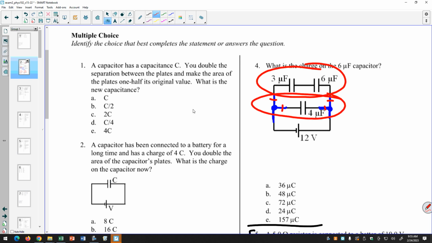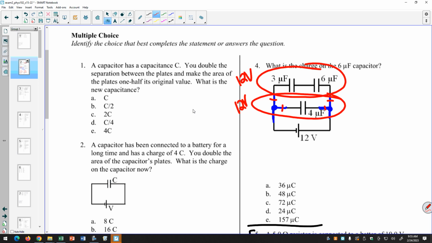I know that across those parallel branches I will have 12 volts and 12 volts. So if I asked you the question of what is the voltage across the 4 microfarad capacitor, that's an easy question. It's 12 volts, right? It doesn't matter what's going on up here, the voltage here is going to be 12 volts. Now, I didn't ask you that. I asked you the voltage across the 6 microfarad capacitor.